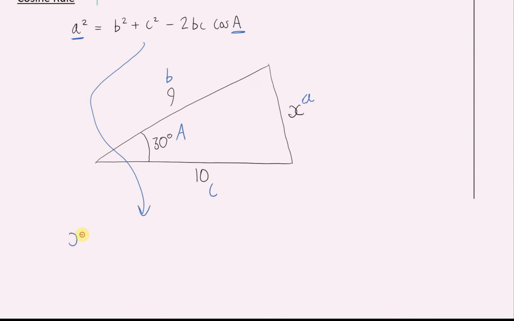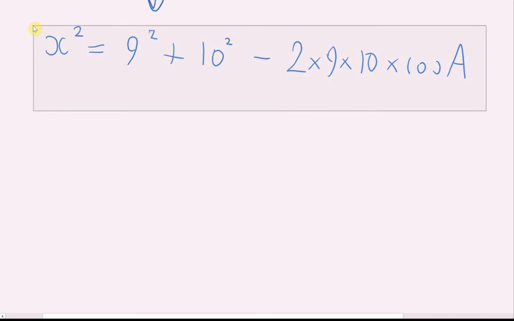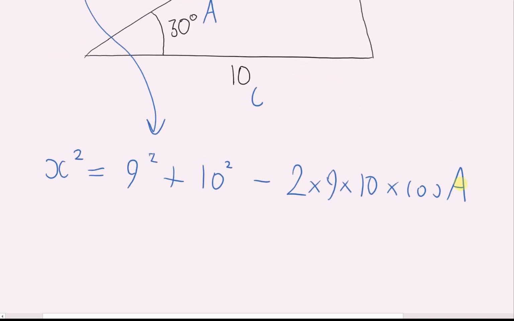So a squared is now x squared. That equals b squared, which is 9 squared, plus c squared, minus 2 times b times c, times cos of A. Now we've got this formula, and in fact we can just work this out now. There's nothing really to work out for cos A, because we know in this question that A is 30.